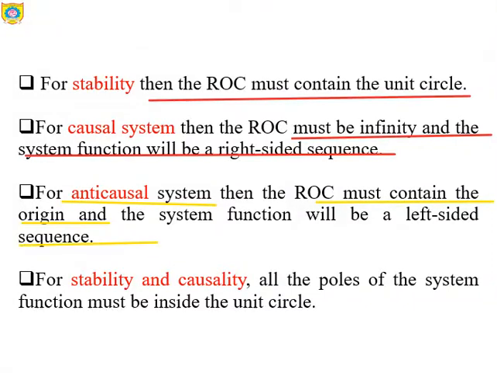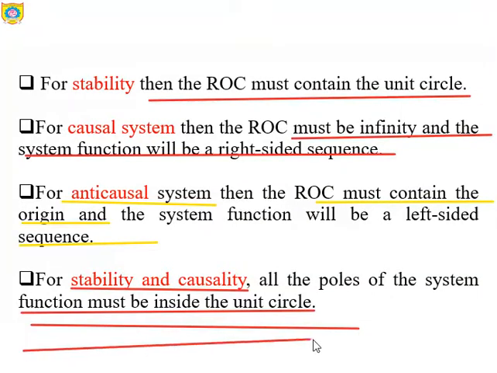Now the next, which is again equally important as the first three: for causality and stability of any system, all the poles of the system function must be inside the unit circle. Must be inside the unit circle. This is very important when we go for designing the digital filter specifically. We are dealing with this last property in detail.